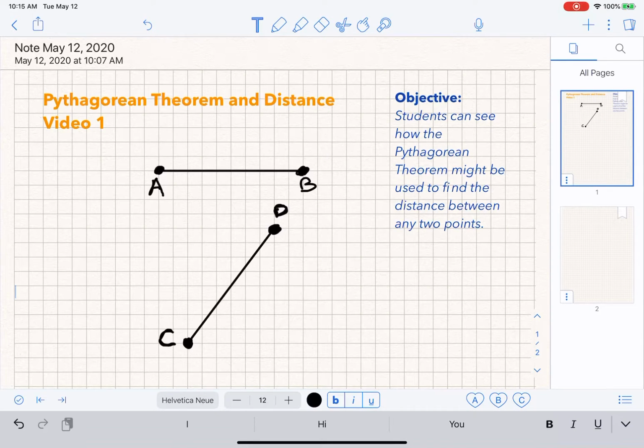And my goal with this one is that you can see how the Pythagorean Theorem might be used to find the distance between any 2 points.